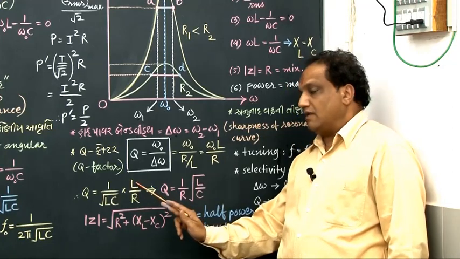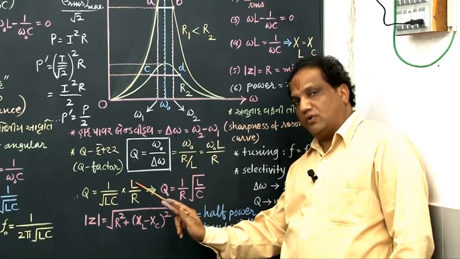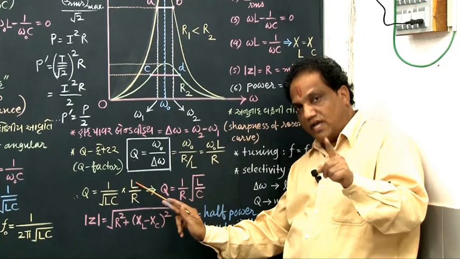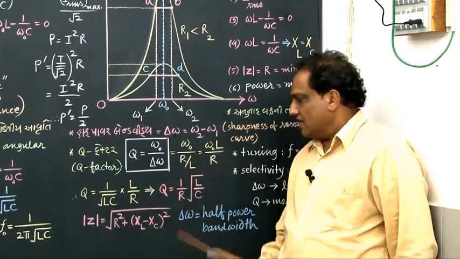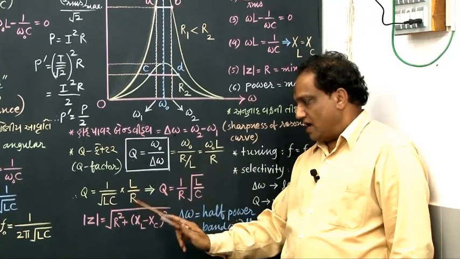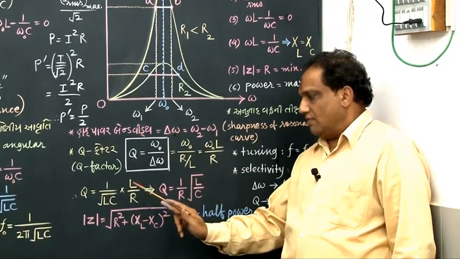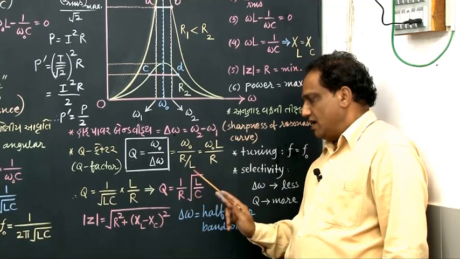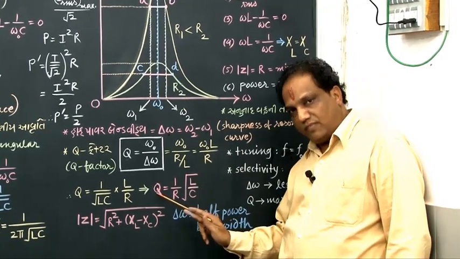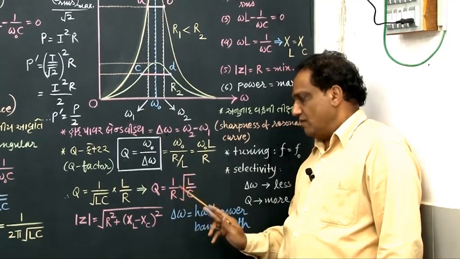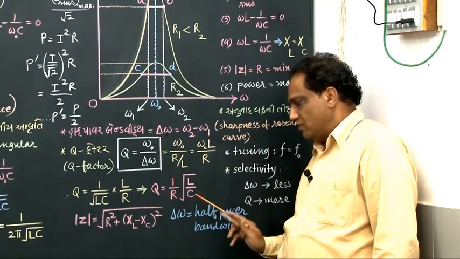Now tell me, this L can be written as under root L into under root L. So one under root L will get cancelled, and then left is 1 upon R as it is, under root L upon under root C. Altogether you can write under root of L upon C. So this is the second formula for Q factor. Please remember, Q equals 1 upon R into under root of L upon C.